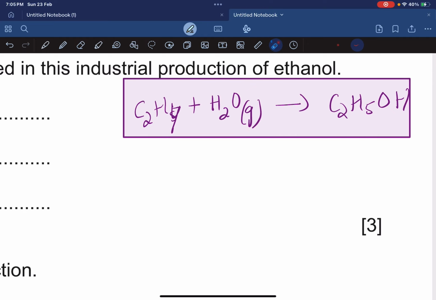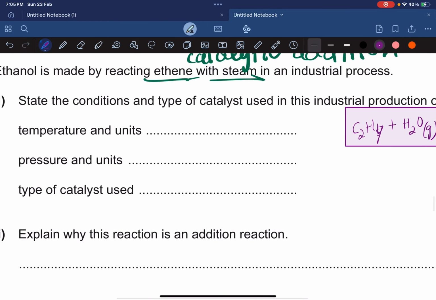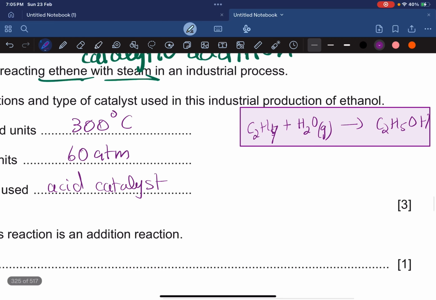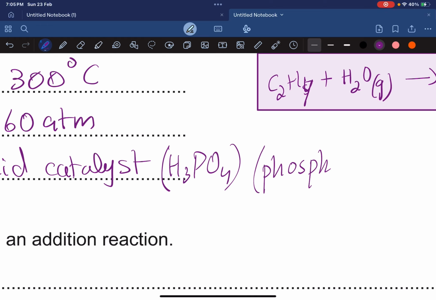The conditions that you use to do this are, first of all, the temperature you are going to use is 300 degrees Celsius, pressure is 60 atm, and the catalyst is an acid catalyst. And the name of that acid is not part of the syllabus, but still you should know that it is H3PO4, which is known as phosphoric acid. Okay? This is the acid you use.